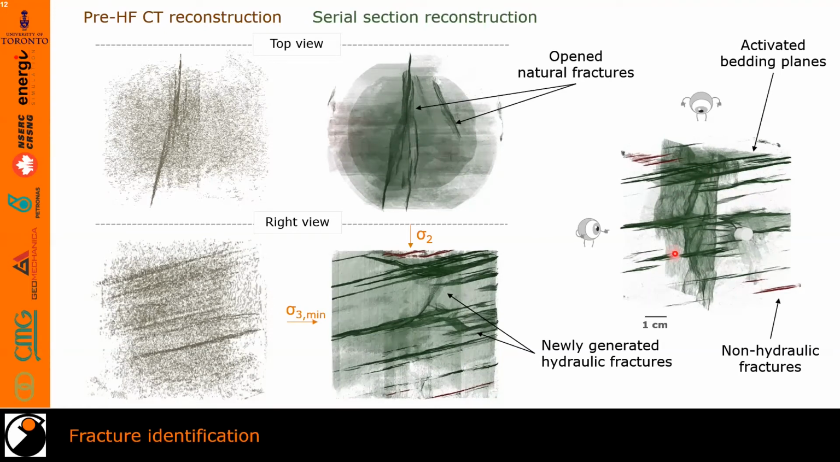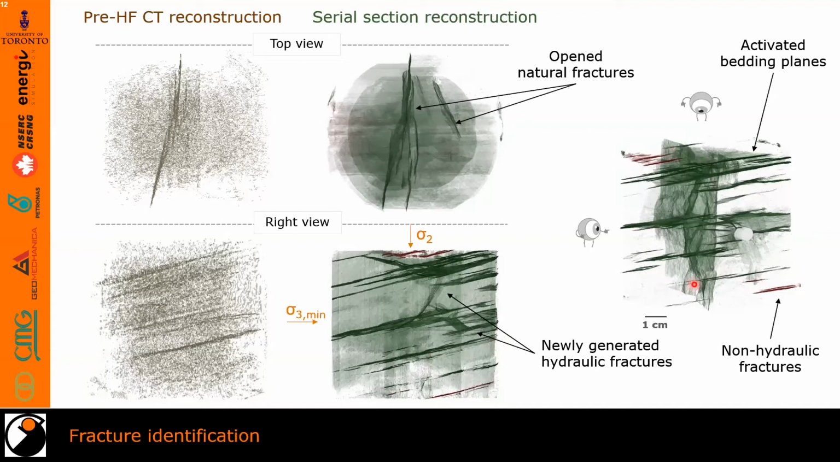To better display their fracture geometry, the top view and right view of the fracture network are presented here at the top right and bottom right, along with their comparative pre-hydraulic fracturing CT reconstructions. By comparing to the pre-hydraulic fracturing CT, it's easy to identify that the pre-existing parallel fractures are partially open bedding planes, and these bedding planes were extended after fracturing, and some more beddings were newly activated.